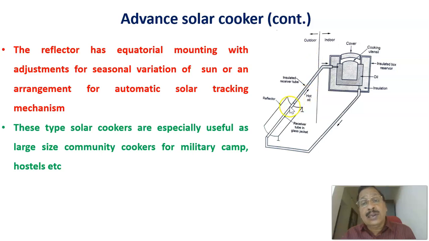And here the hot oil is coming after passing through the collector, that is the parabolic collector, with adjustment for seasonal variations. The solar tracking mechanism is there. Okay, this is the advanced solar cooker, and this type of solar cooker is especially useful for large size community cookers for military camps as well as hostels.